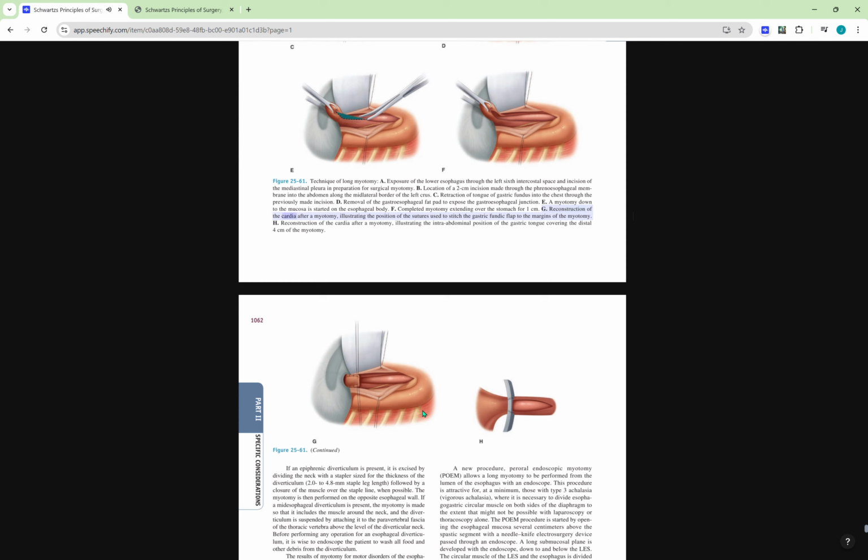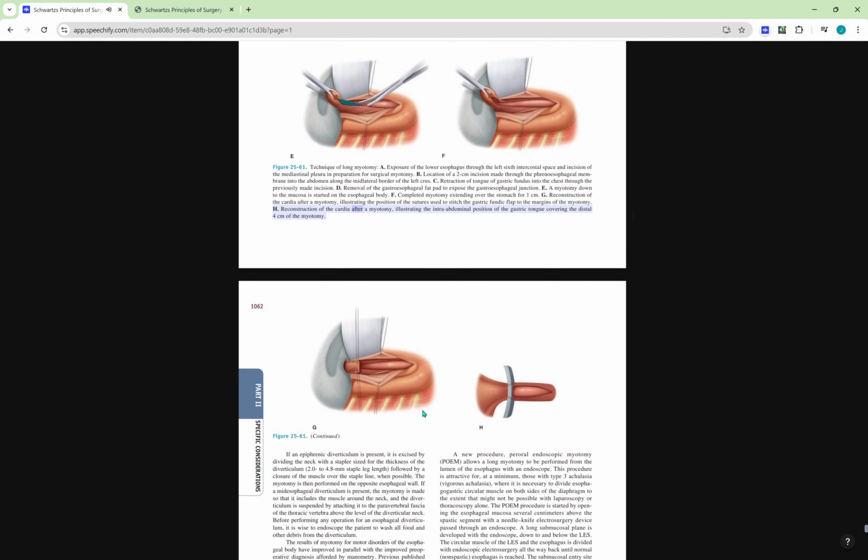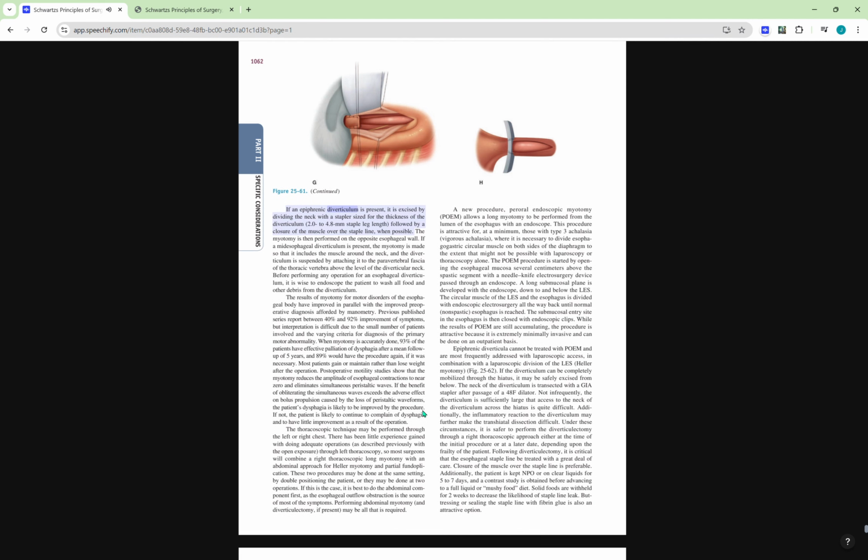G. Reconstruction of the cardia after a myotomy, illustrating the position of the sutures used to stitch the gastric fundic flap to the margins of the myotomy. H. Reconstruction of the cardia after a myotomy, illustrating the intra-abdominal position of the gastric tongue, covering the distal 4 centimeters of the myotomy. Figure 25 to 61. If an epiphrenic diverticulum is present, it is excised by dividing the neck with a stapler sized for the thickness of the diverticulum, followed by a closure of the muscle over the staple line, when possible.